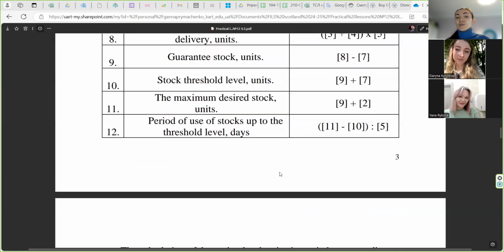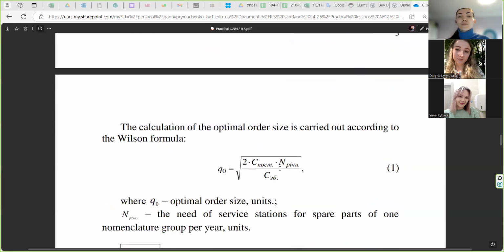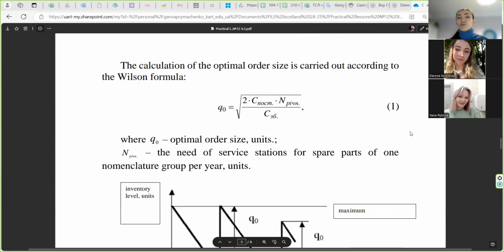The next position is to find the parameters of where our cargo station is located, because with the first formula we can calculate the optimal order size according to the Wilson formula. It is the special Wilson formula. We may know it from logistics or from another subject. It tells how much cargo we need to deliver to some positions. It can be warehouses or a cargo station and other positions.